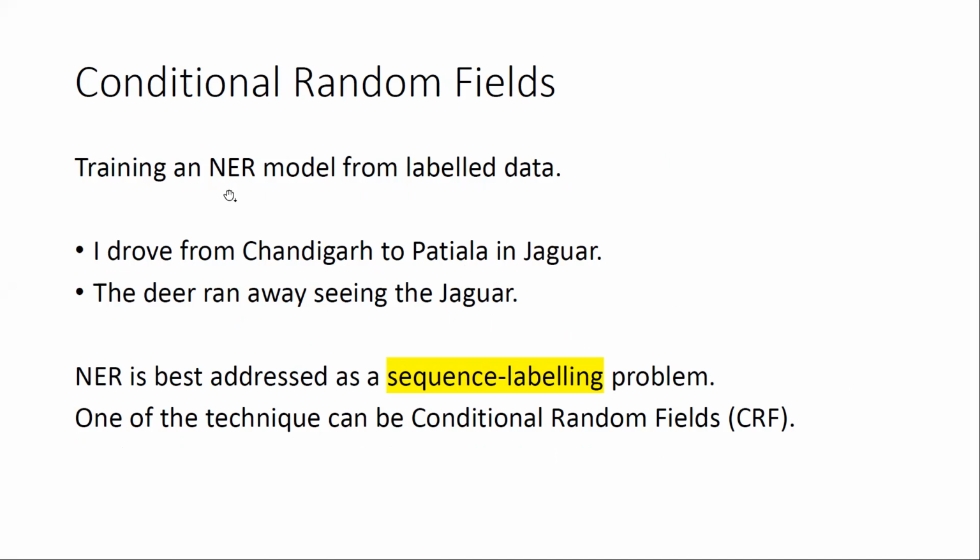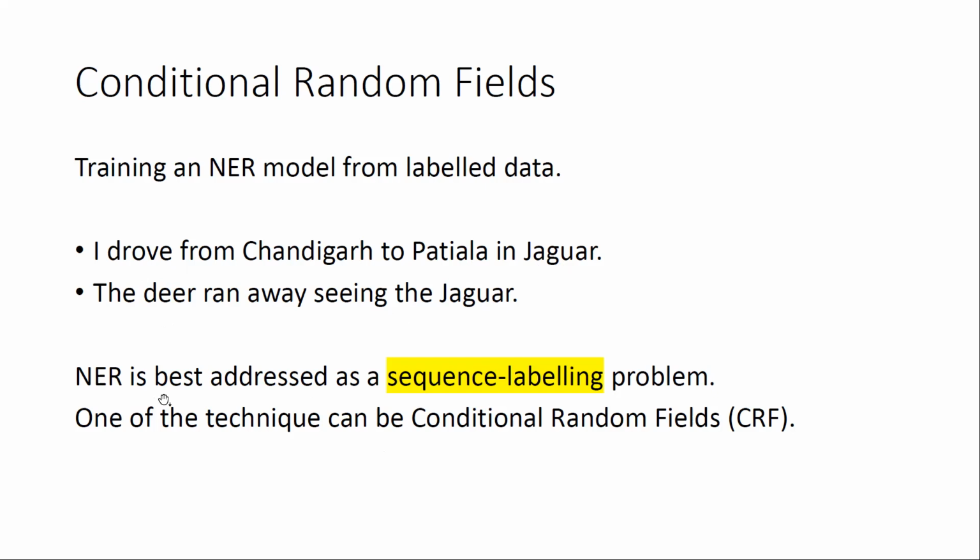Training an NER model from labeled data. This is the kind of situation that we need to handle. We will be understanding how this works. For example, there are two sentences: I drove from Chandigarh to Patiala in Jaguar, and the second sentence is, the deer ran away seeing the Jaguar, right? So there are two things here. The first one is the vehicle, the second one is the animal.